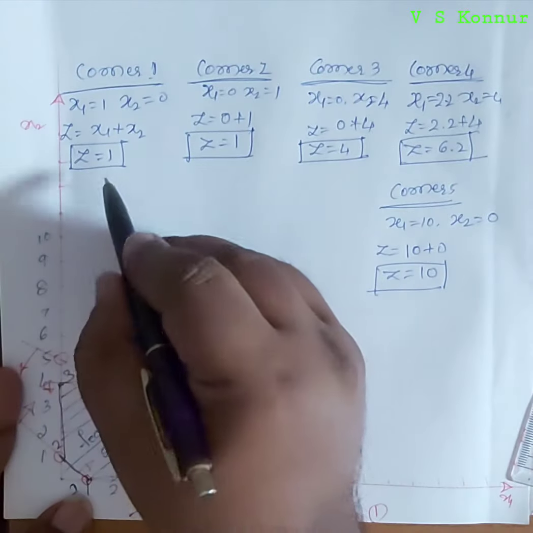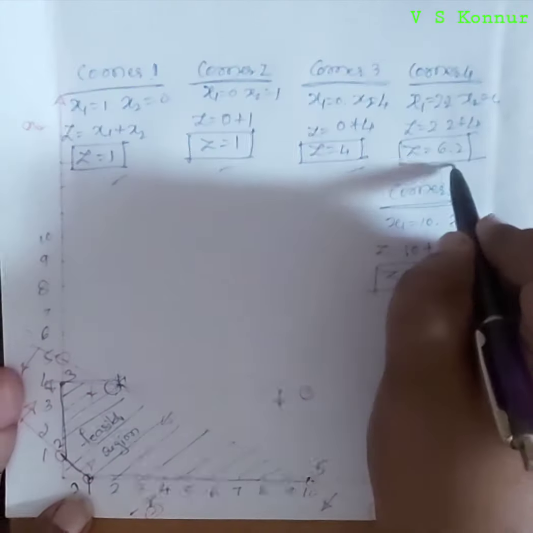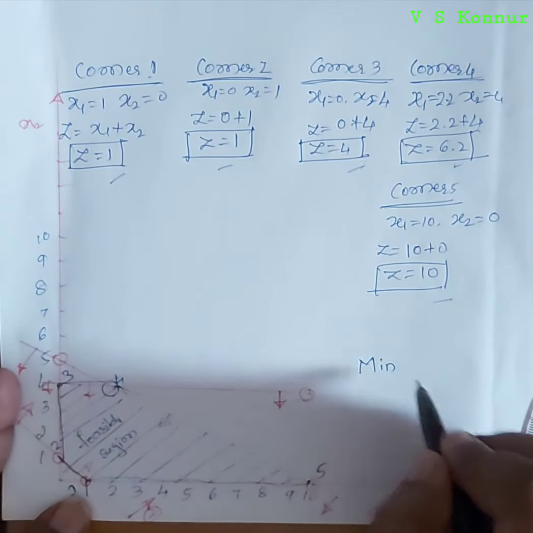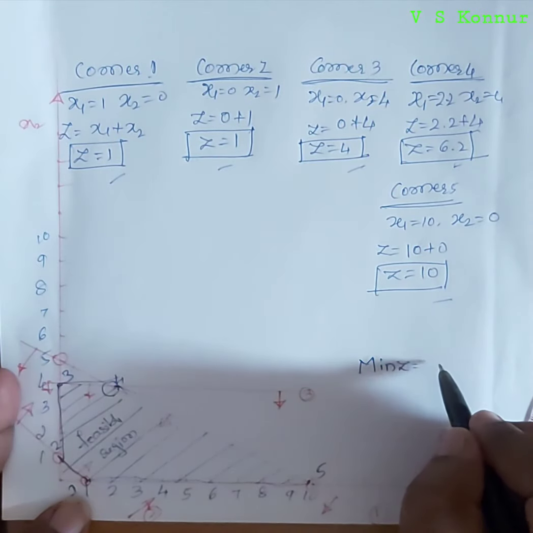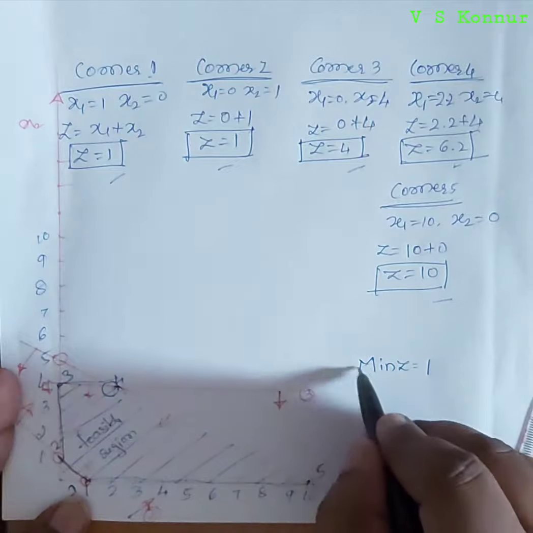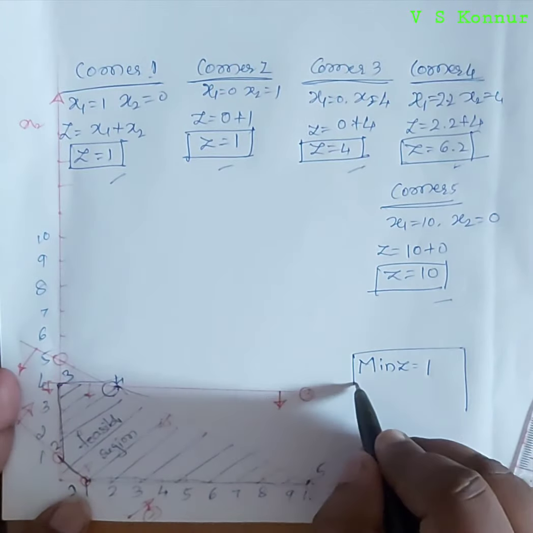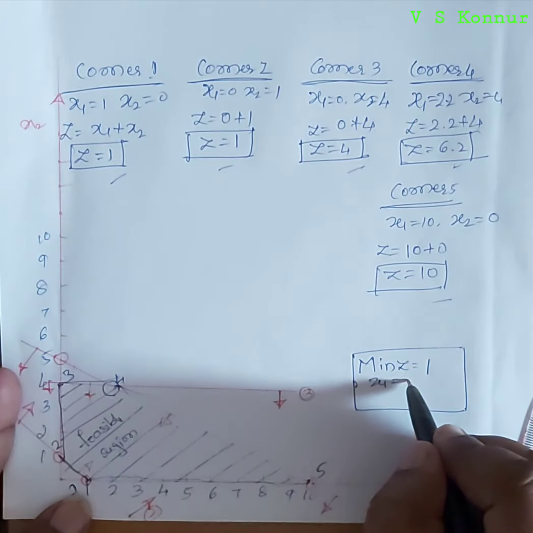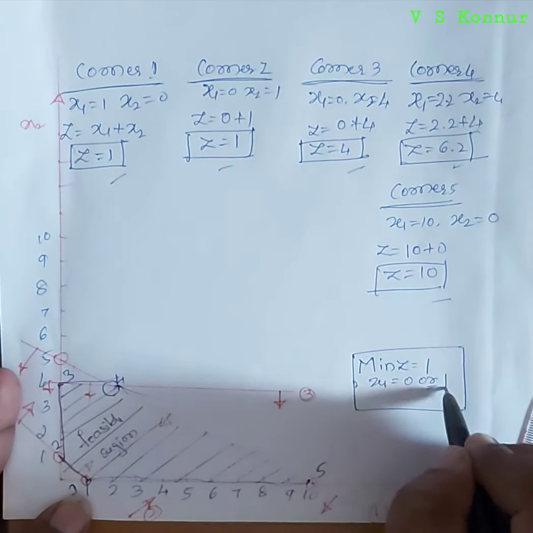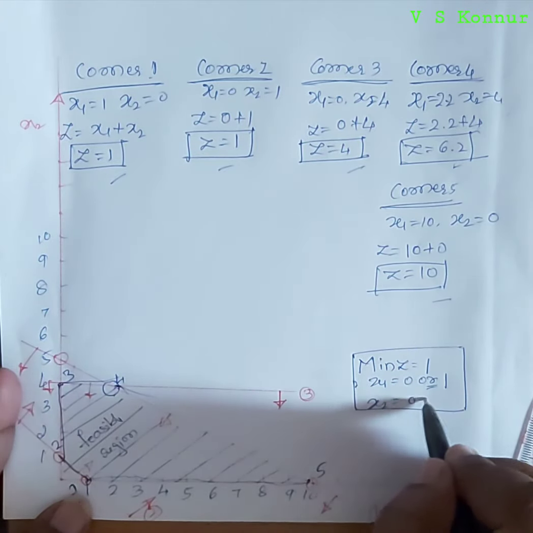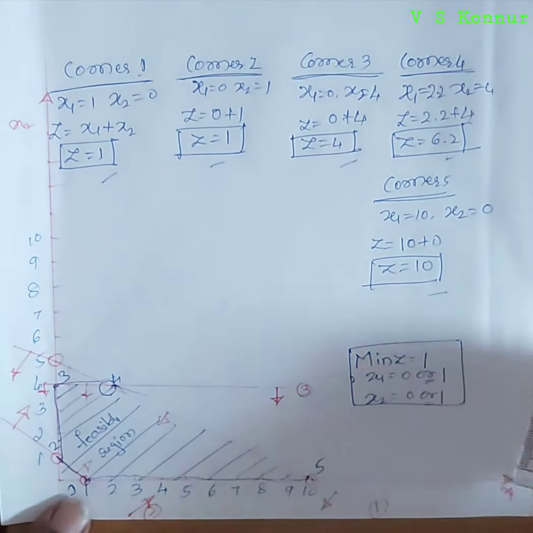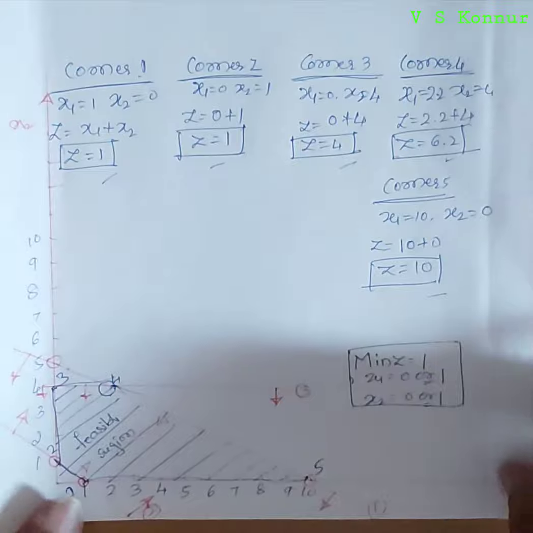So the values are 1, 1, 4, 6.2, 10. The minimum of z is 1, attained for x1 equal to 0 or 1, and x2 equal to 1 or 0. So this is the answer for this particular question.